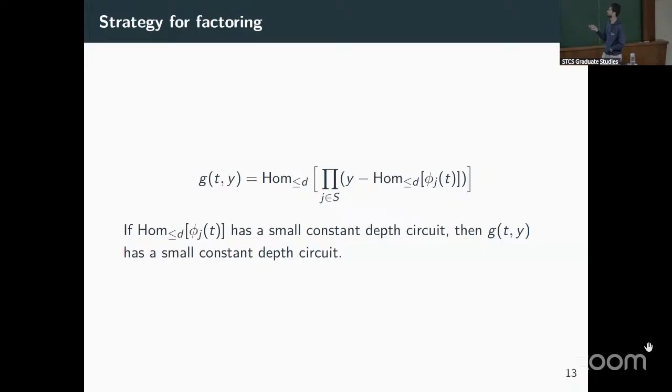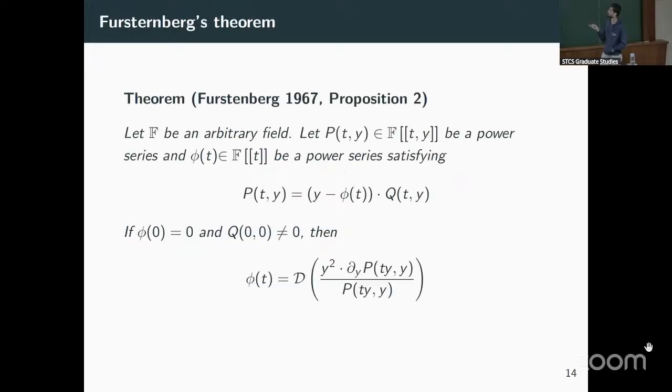Now, how do I get my hands on these objects? For this we go back to an old theorem by Furstenberg. This paper of Furstenberg is titled Algebraic Power Series over Finite Fields. And proposition 2 of the paper has a closed form expression for the power series. And this will be crucial for us to get our circuit.